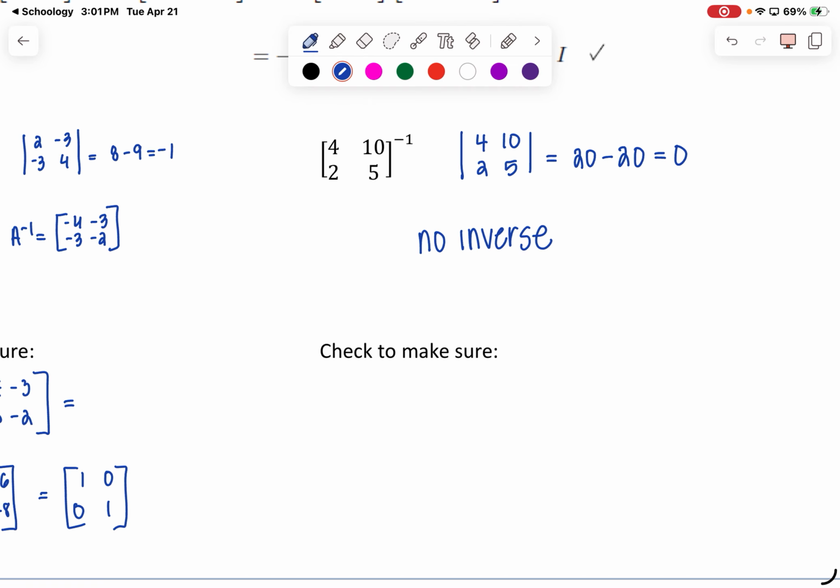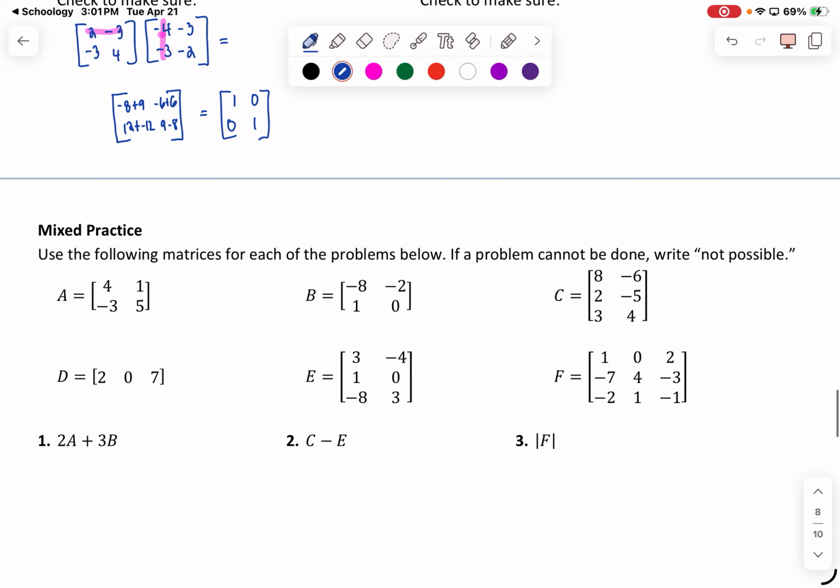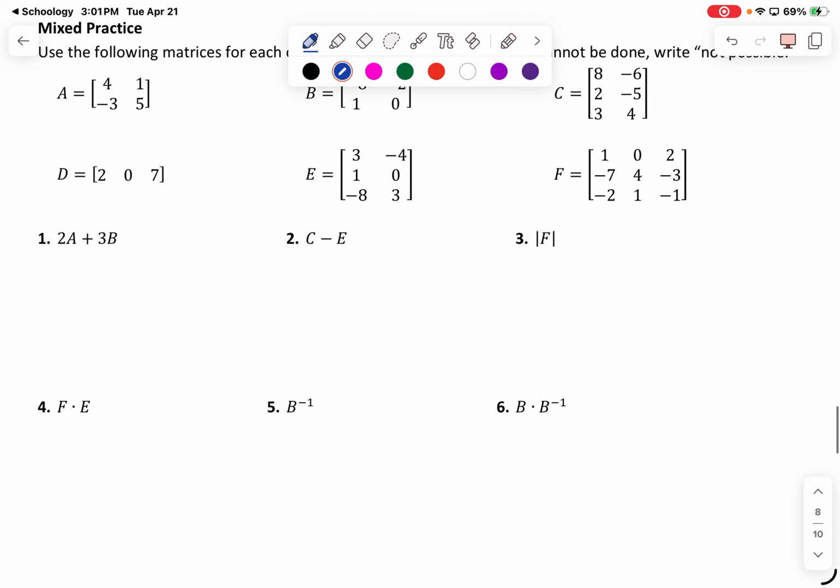Okay, so what I want you to do now is I want you to try these problems on your own, okay? And then I will post the answers in Schoology for you to check yours.